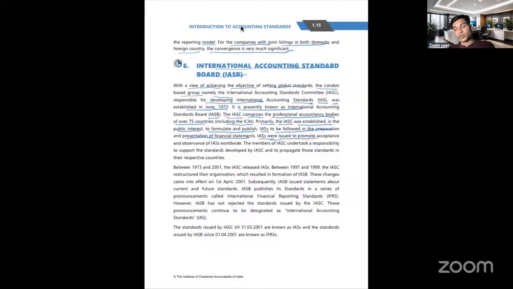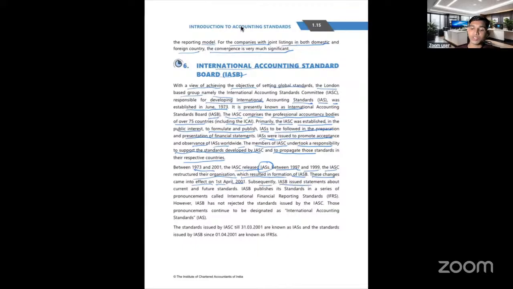IASs were issued to promote acceptance and observance of IAS worldwide. The members of IASC undertook a responsibility to support the standards developed by IASC and to propagate those standards in their respective countries. Between 1973 and 2001, the IASC released IAS. Between 1997 and 1999, IASC restructured their organization, which resulted in formation of IASB, the International Accounting Standards Board. These changes came into effect on 1st April 2001.